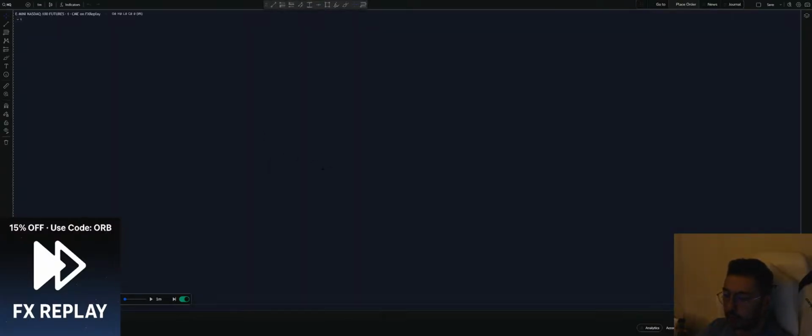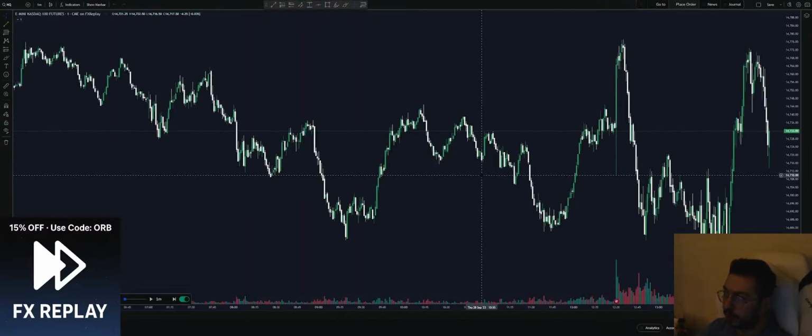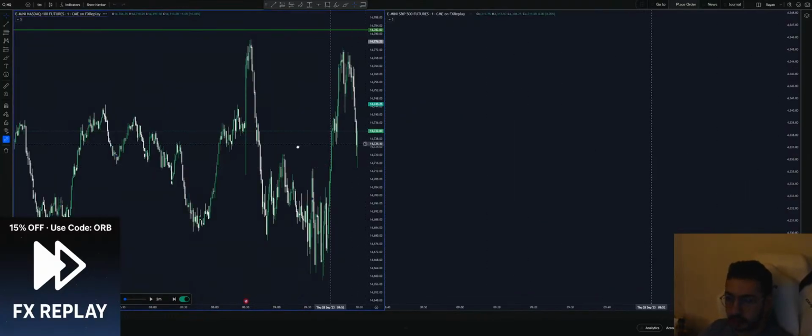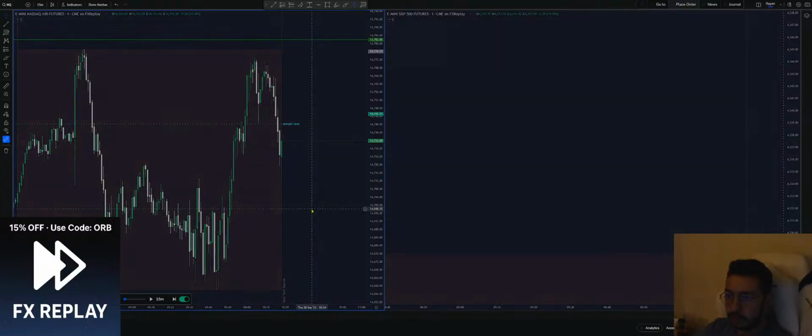Entry was one candle before. Went back down, created a gap and inverted it. That's my long. I think there's an SMT if I'm not mistaken. Let me just... Where's my orb?